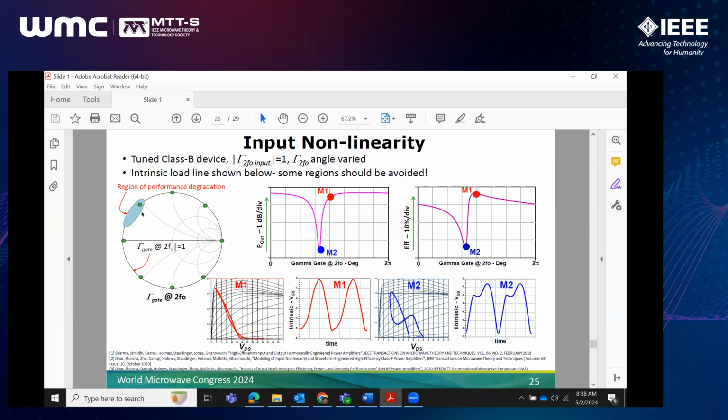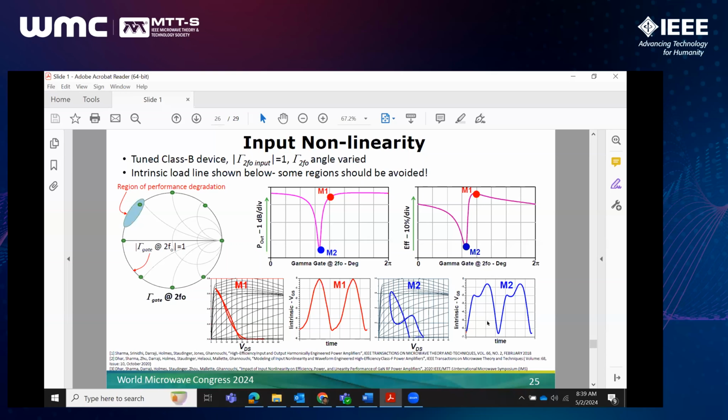So at point M1 on the graph, where performance is quite good, our load lines look quite nice. We see a very clean load line, and the VGS value is nice and sinusoidal. When we get to M2, we see that the load line is seriously disturbed. Our intrinsic drain-source voltage does not look like a sinusoid anymore. So again, this is an important nonlinearity that needs to be considered, particularly in a GaN PA.